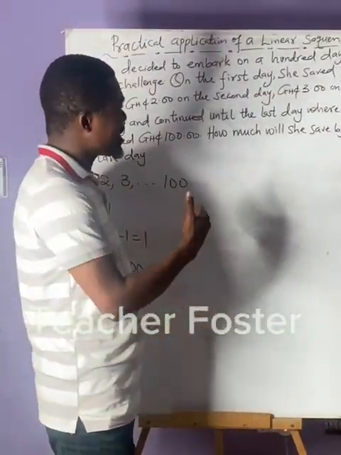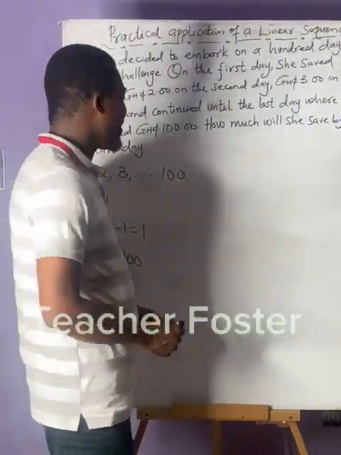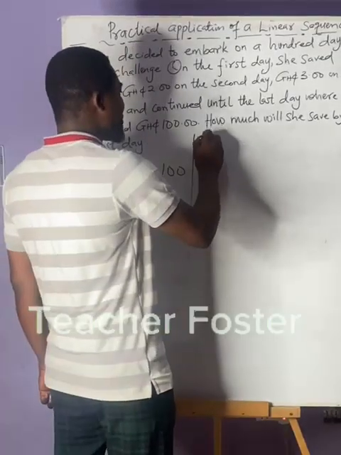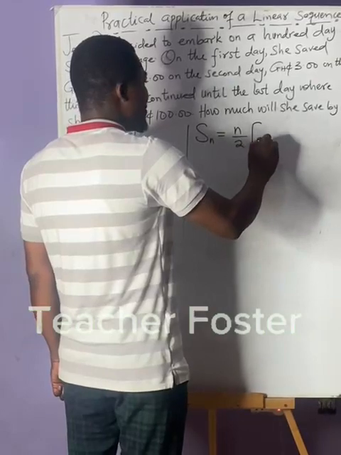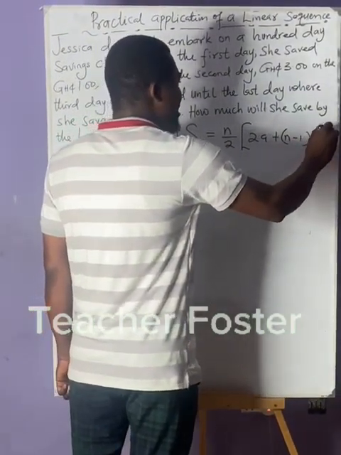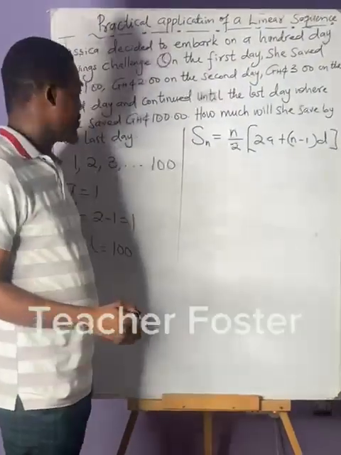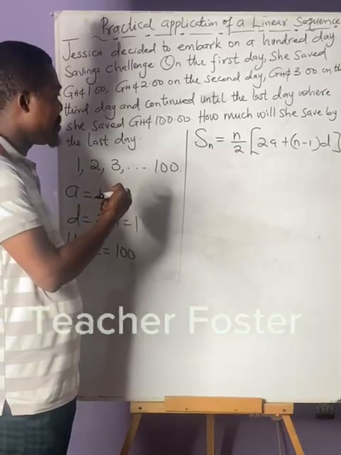Now we are finding how much she has saved. So that means that we are finding the sum of a linear sequence. And we know by now that to find the sum of a linear sequence, we use the expression S subscript n is equal to n over 2 into bracket 2a plus (n minus 1)d. Now, don't forget that this is a finite sequence, and so our last term is known.